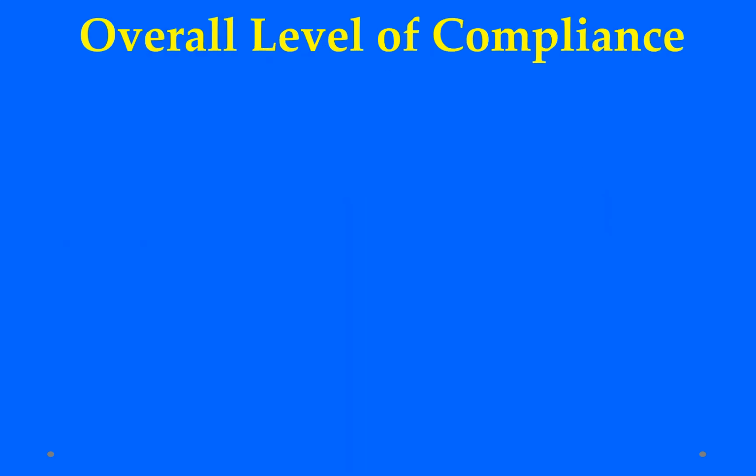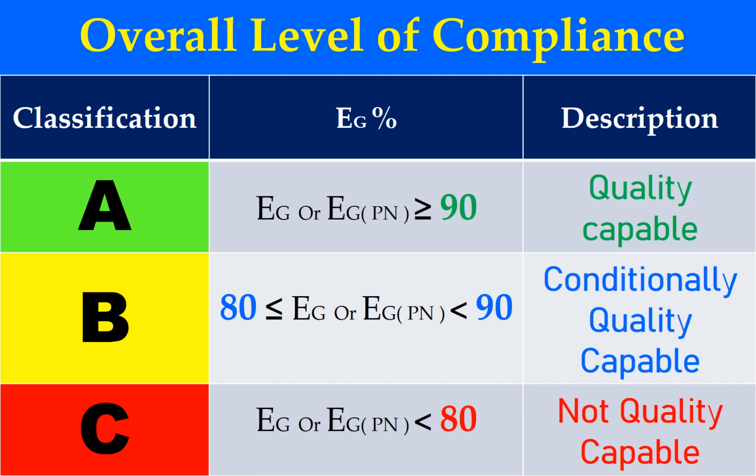The overall level of compliance of a supplier, e.g., is classified into three categories: A, B and C. When EG percentage is greater than or equal to 90%, the supplier is quality capable. If the EG percentage falls between 80 to 90, the supplier is conditionally quality capable. And if the supplier final score is less than 80%, then the supplier is in red category and is not quality capable.